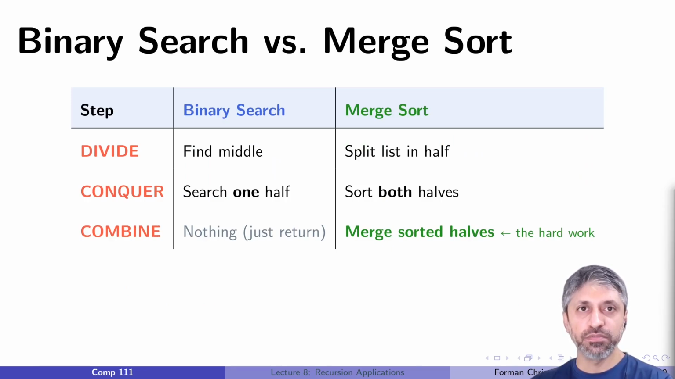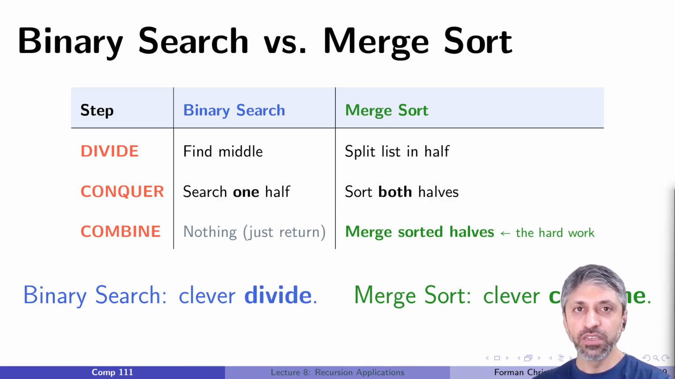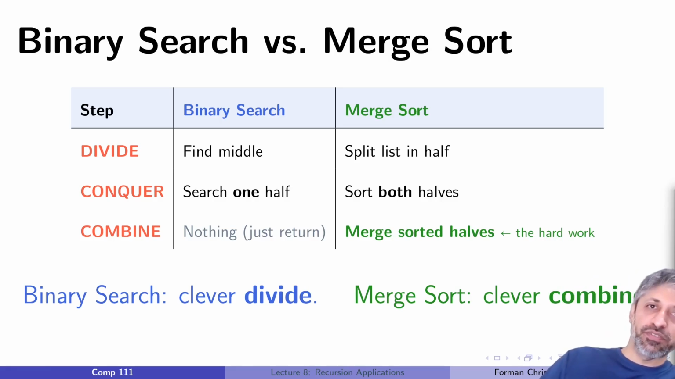Binary search divides by finding the middle, conquers by searching just one half at a time, and the combine step is basically nothing. You just return the answer. On the other hand, merge sort divides by splitting the list in two halves, conquers by sorting both halves, and then all the hard work happens in the combine step, merging the two sorted halves into one. So binary search is clever about dividing, and merge sort is clever about combining. So yeah, you can see that here.